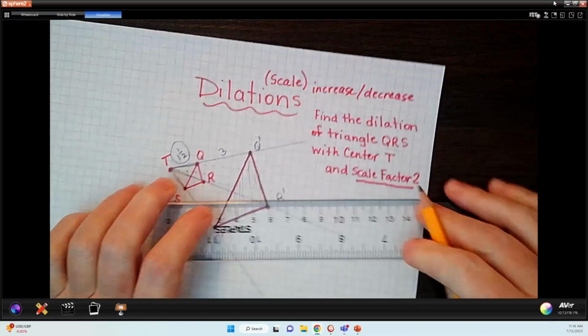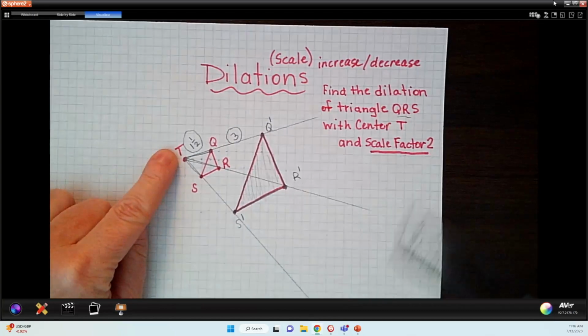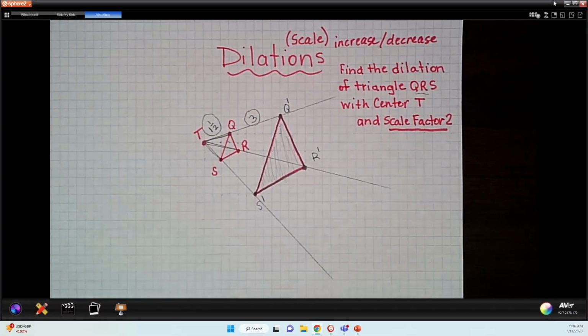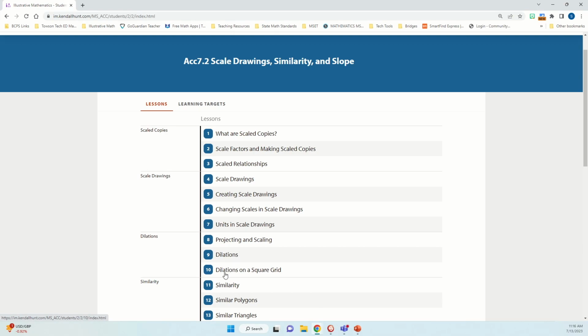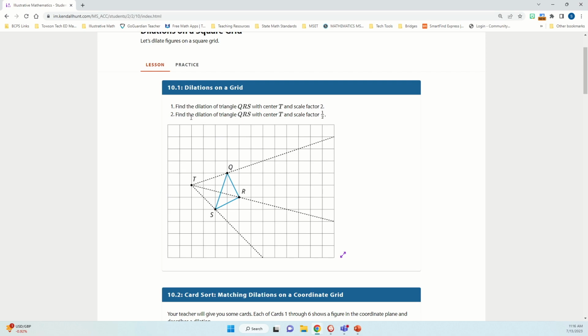Okay, so I have just used my line of dilation, my point T, center, to enlarge this shape using a scale factor of 2. Now, this was taken from lesson 10, and it's this one right here. So the students have to find this shape using a scale factor of 2.